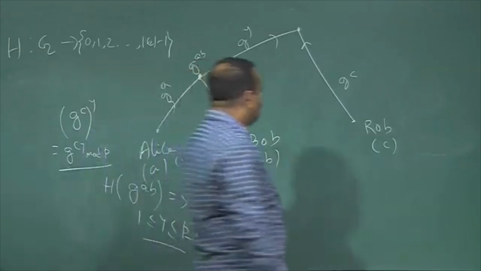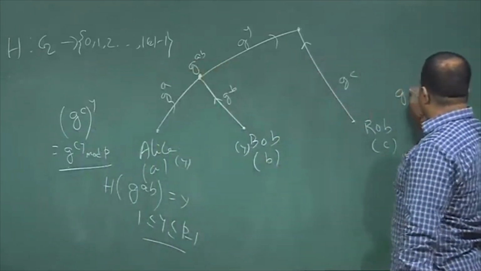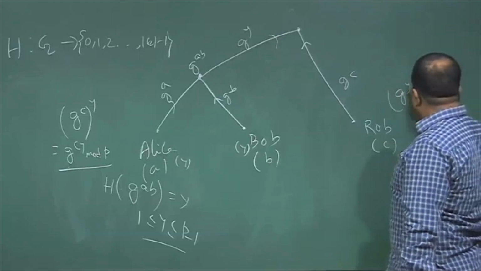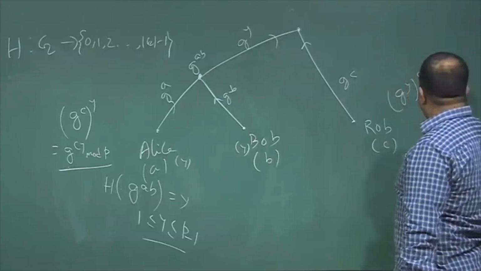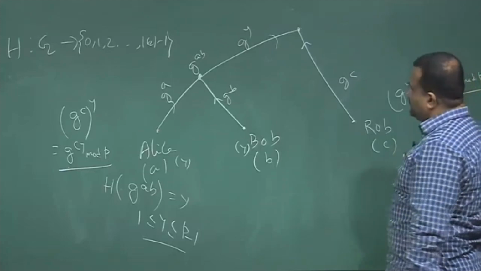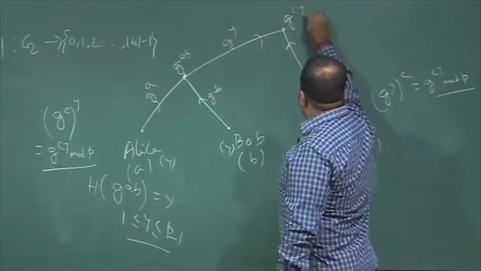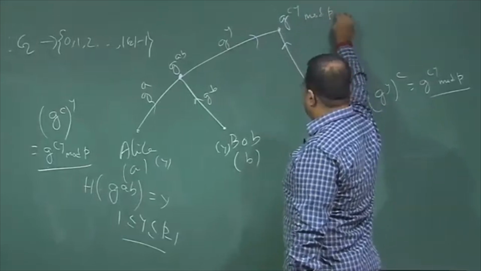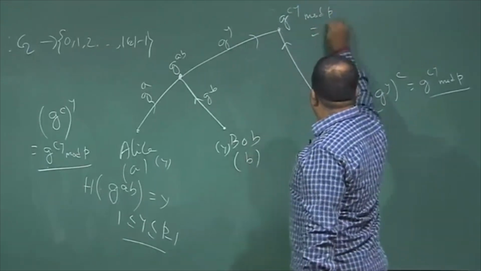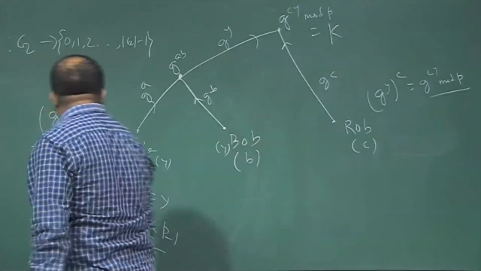and Rob is getting g to the power y and Rob is having c. So, Rob can compute g to the power y to the power c. So, see, this is basically g to the power c y mod p. So, this is the common key shared between these parties. So, this is the key, this is k. So, this k is shared between these three parties.